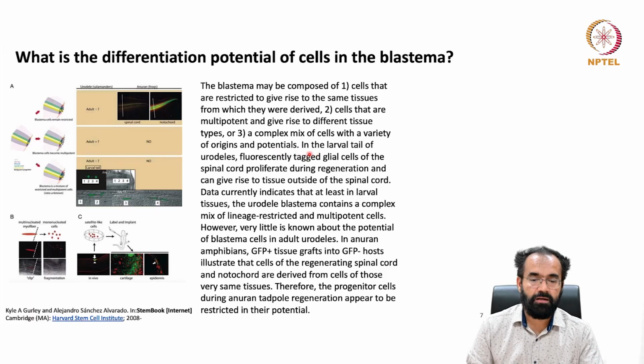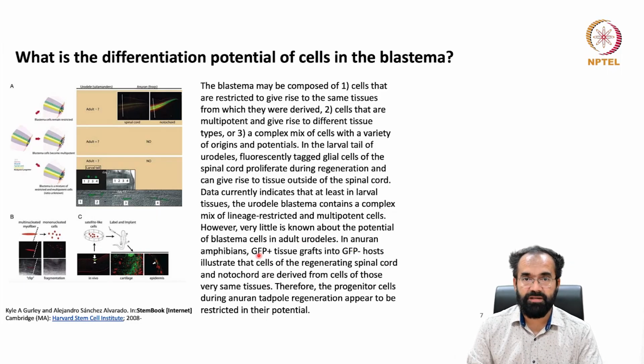In a larval tail of the urodele, say let it be salamander or axolotl, anything, fluorescently tagged glial cells of the spinal cord proliferate during regeneration and they can give rise to tissue outside the spinal cord. Originated from spinal cord, it has a tag. Now it is not giving rise to just a spinal cord, it can give rise to other tissues. Data currently indicates that at least in larval tissues, the urodele blastema contains a complex mix of lineage restricted and multipotent cells. They are present. However, very little is known about the potential of blastema cells in adult urodeles.